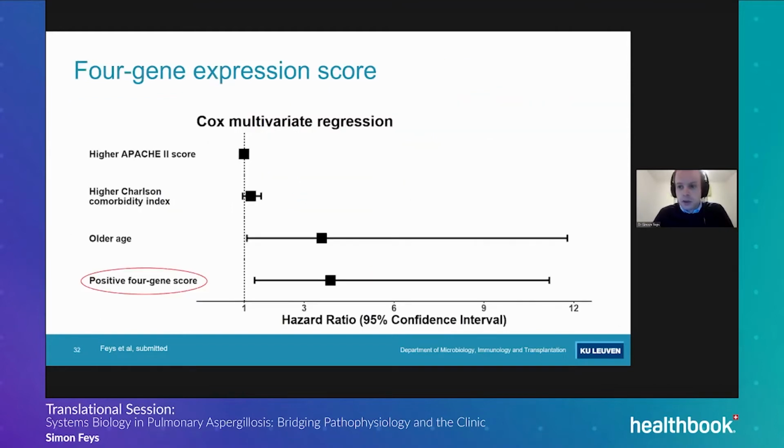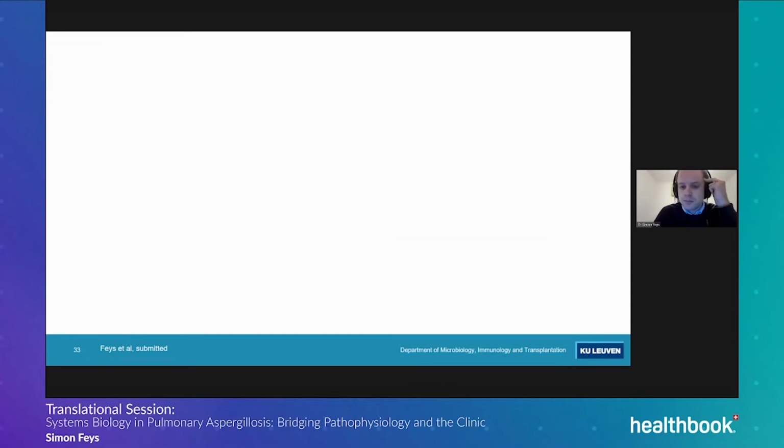We also tested this in a Cox multivariate regression, controlling for other relevant factors for higher mortality in these patients, such as APACHE II score, Charlson Comorbidity Index, or older age. And actually, this positive 4-gene score based on these 4 genes could significantly predict VAPA mortality.